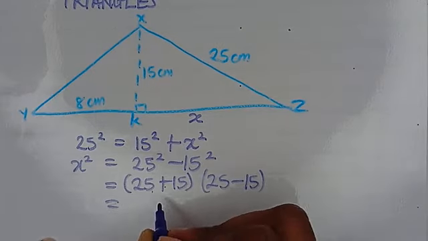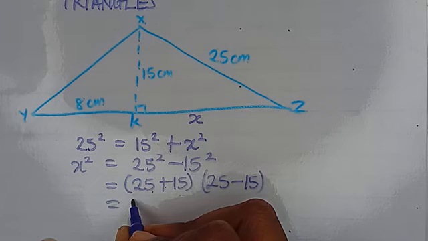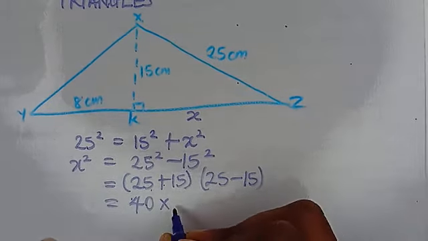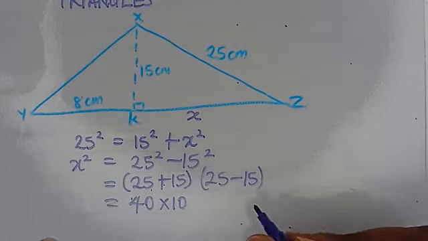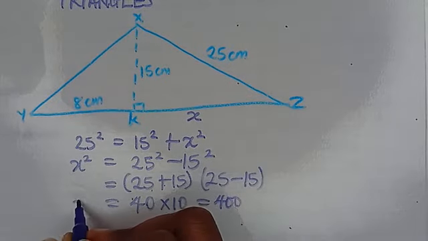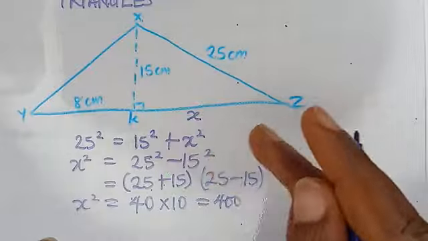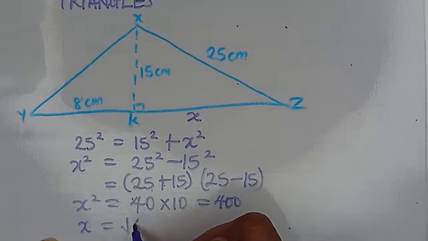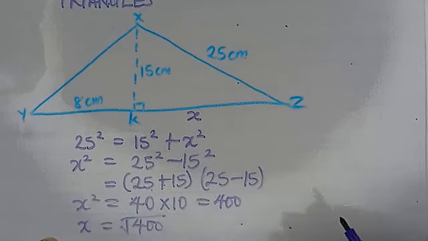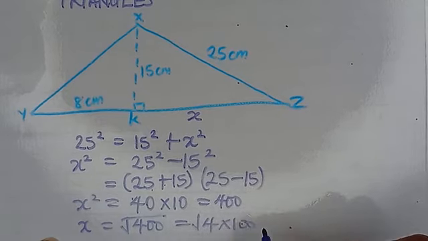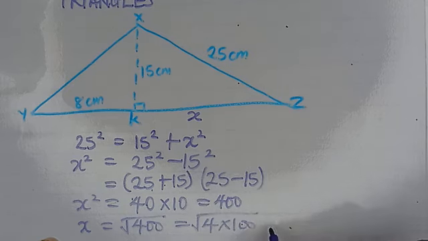25 plus 15, that is 40, times 25 minus 15, that is 10. 40 times 10 is equal to 400. Remember, this 400 is equal to x squared, this side squared. So, x is equal to the square root of 400, in which you can further open up the root to be 4 times 100. So, we know that the square root of that is 2 times 10, right?